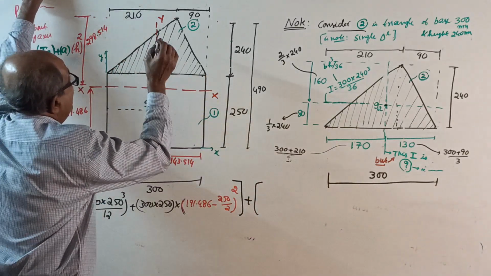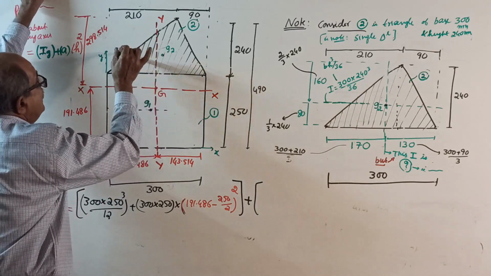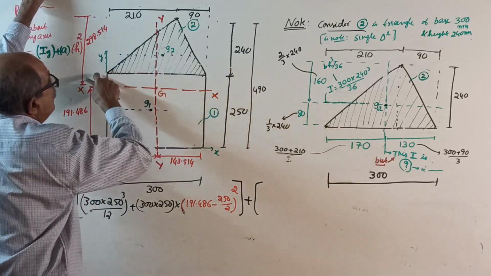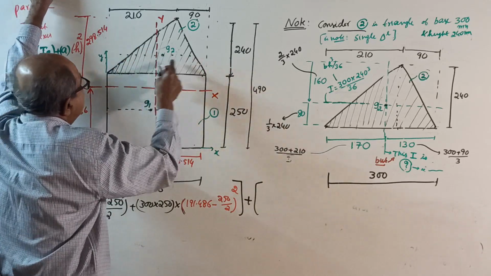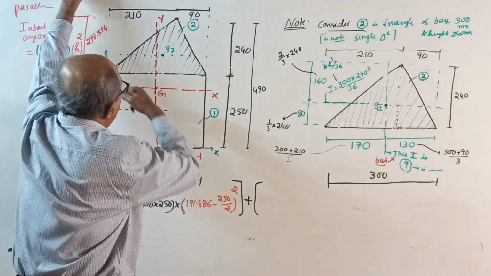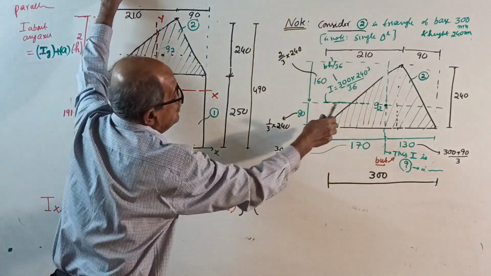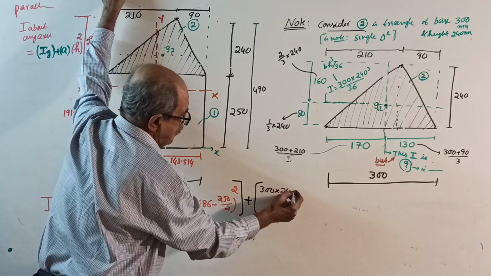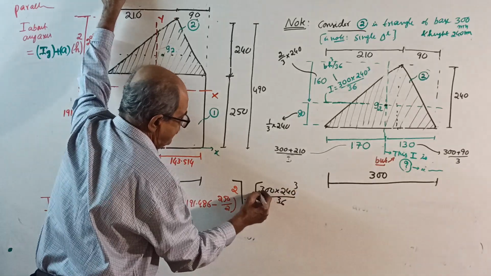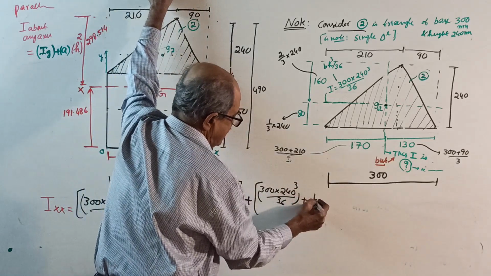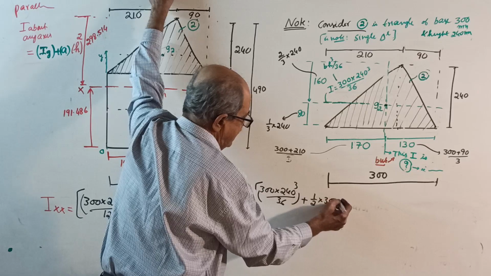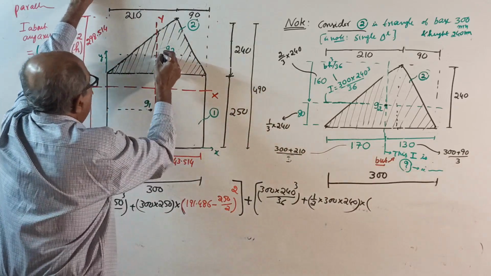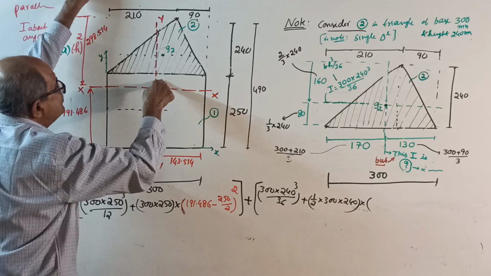If you want Xx here, come to centroid. I about its own centroidal axis, this way, parallel to xx. This is the base, and this axis is parallel to the base. Then it is a happy case. Why? BH cube by 36, I told you, see. 300 into 240 cube divided by 36 is Ig, plus area, half into 300 into 240 is the area, into the distance from centroid to xx, this distance square.